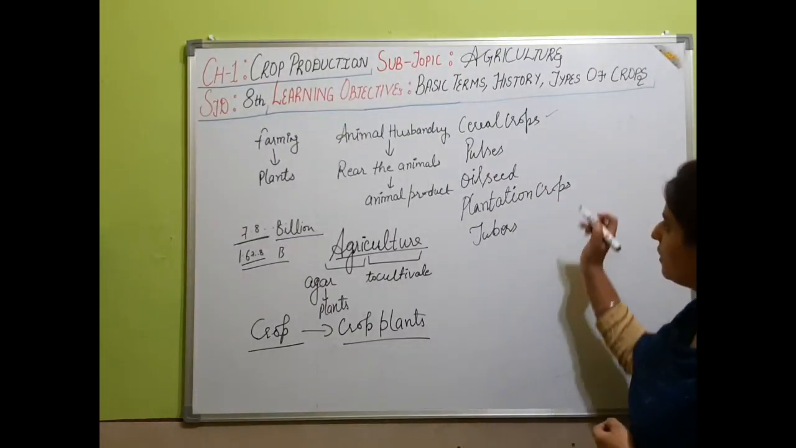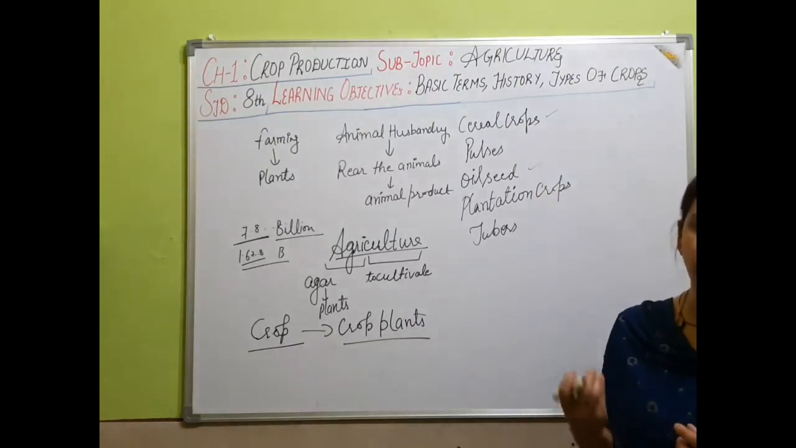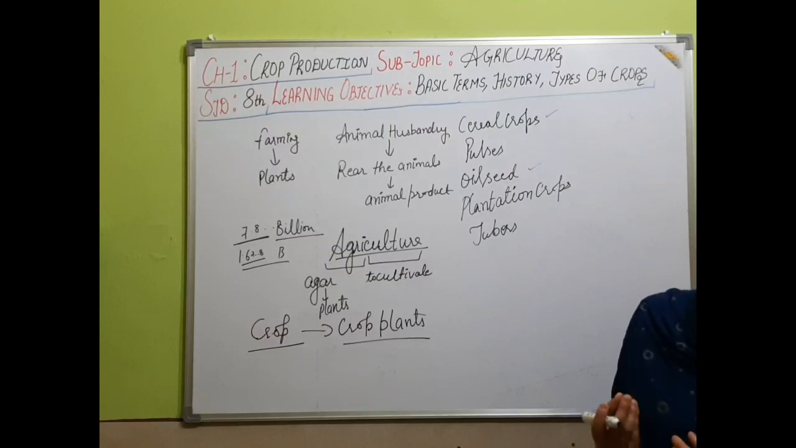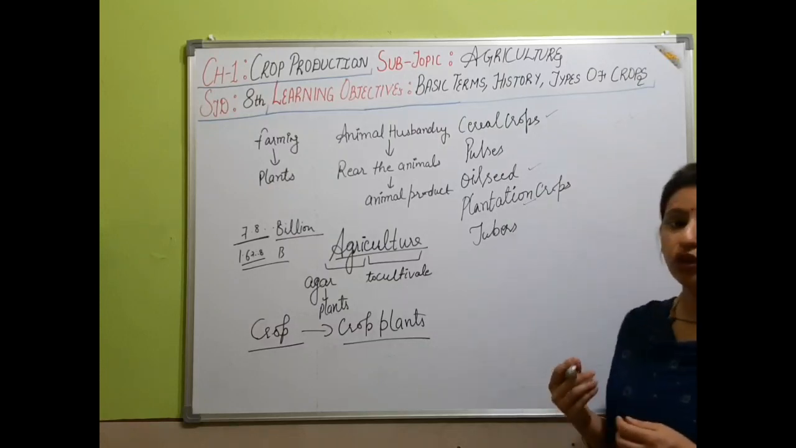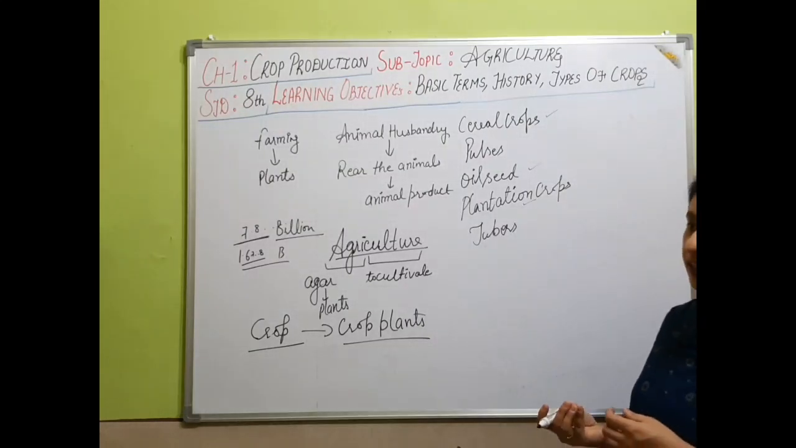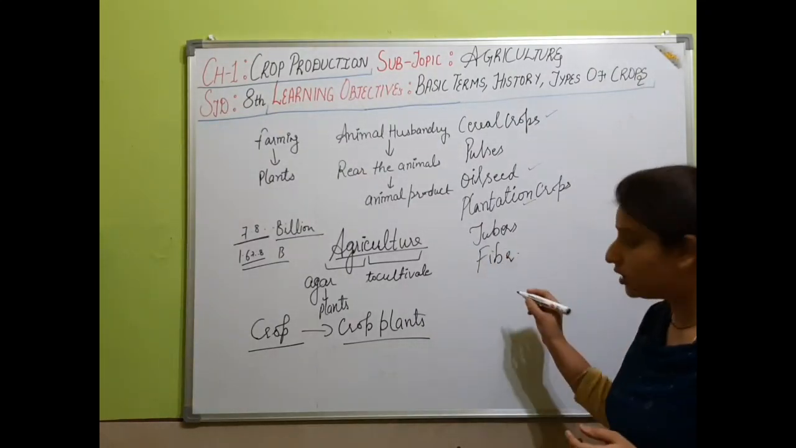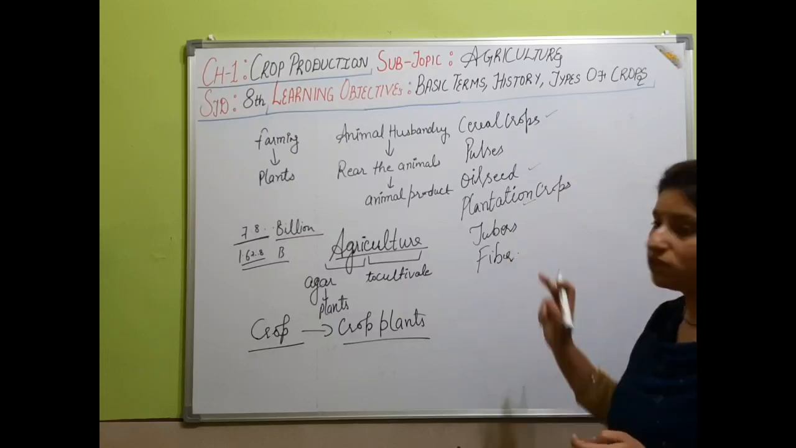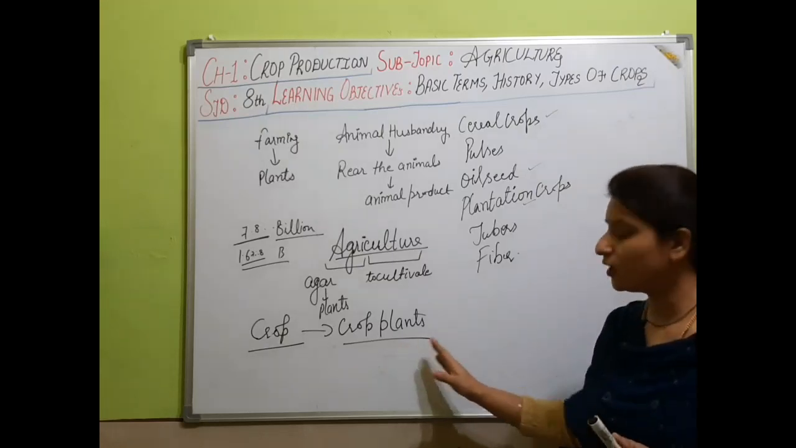So these are all things. In oil seeds you can go for a number of varieties of oils like mustard oil, sunflower oil, a number of seed oils are there. In plantation crops you can go for tea. Then we have fiber crops. In fiber crops we can go for cotton. And in tubers you can go for many underground growing tubers. So these are the different types of crop and crop plants.